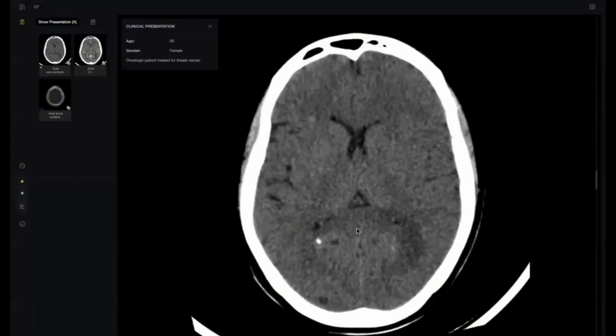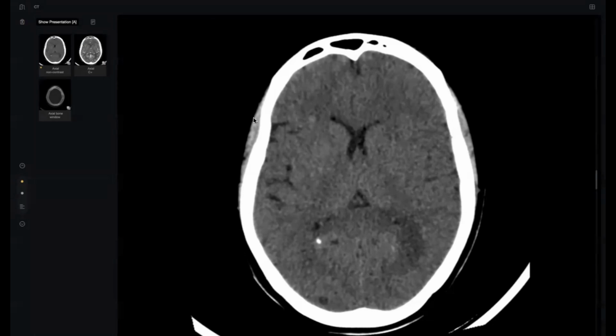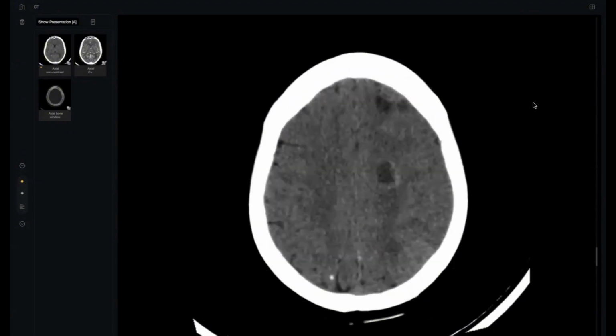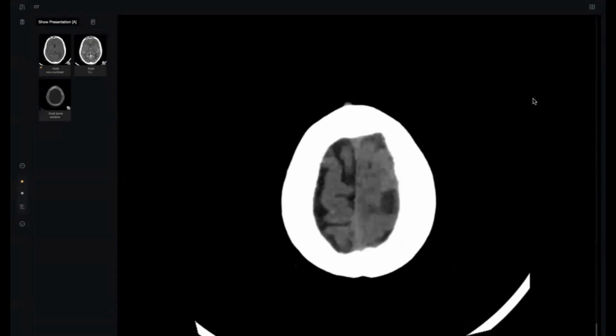A 55-year-old female patient has a chronic illness. Okay, sir. Go on. Okay, this is a CT brain plain study, axial sections, which I will go through from top to bottom.